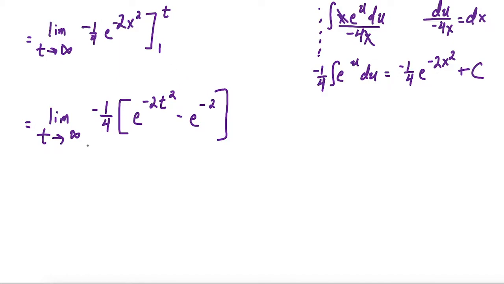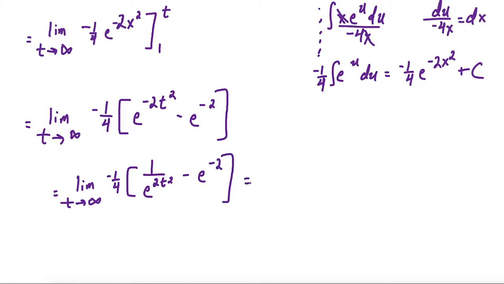But then the only term we have to be really careful with here is the first one. So let's take a look. This is the limit as t goes to infinity. And once again, this is negative 1/4. And I'll rewrite this as 1 over e to the 2t squared. So I'm just writing this as a positive exponent. And this is minus e to the negative 2.